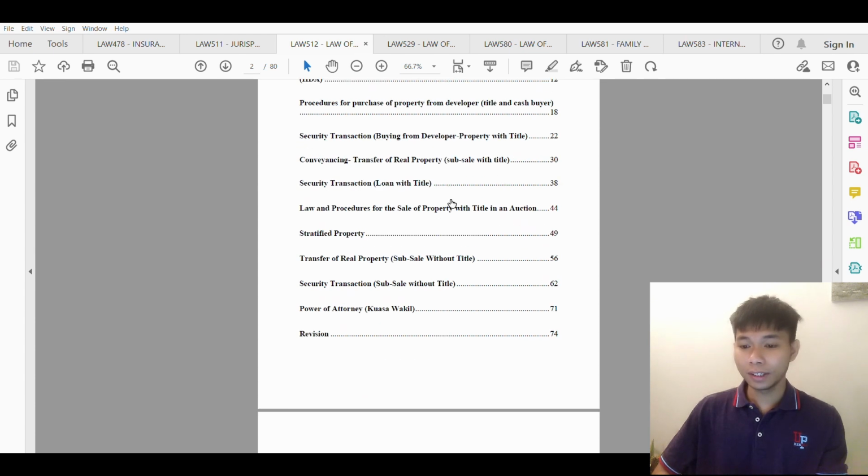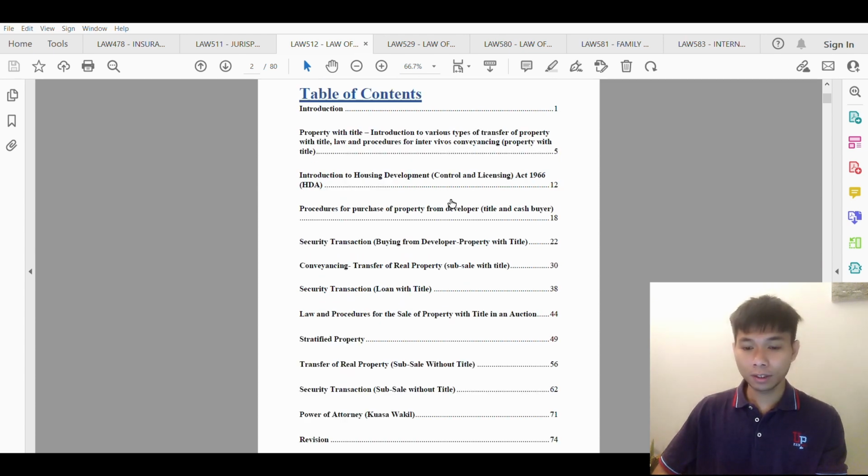And here are the chapters you'll be learning in conveyancing law. It's basically a law where you want to sell a property or a house to someone, either from the developer or the subsequent person selling the property. So in essence, it's a law about selling your house or your condominium or your bungalow, something like that. So you will sell it from the developer using the HDA, which is the Housing Development Act, where you have to use the SPA provided under the law.